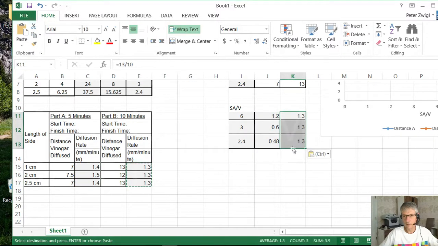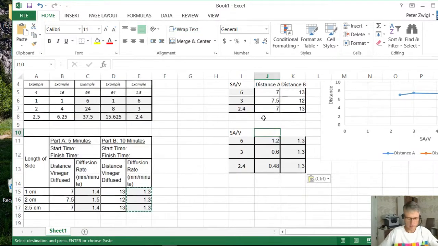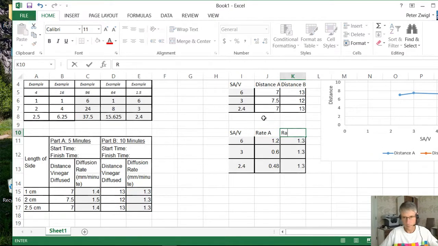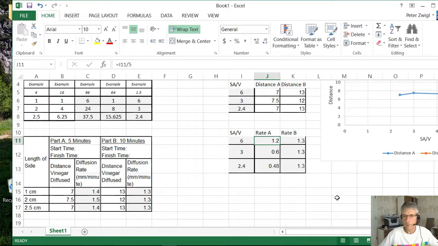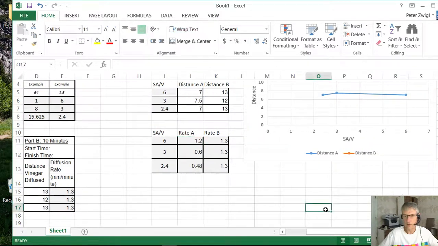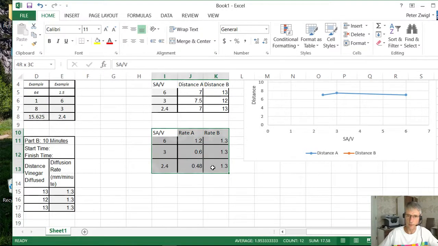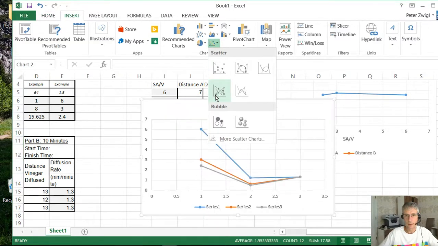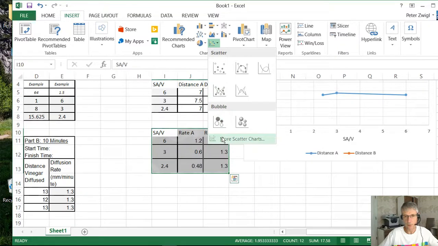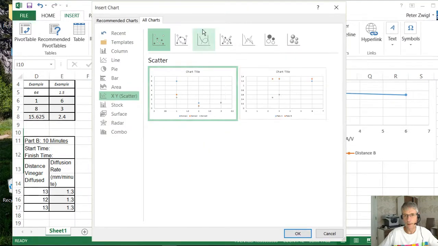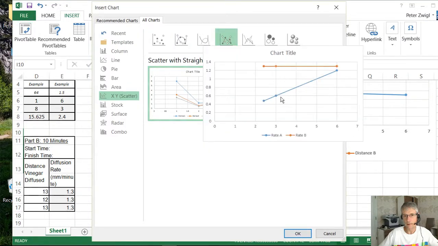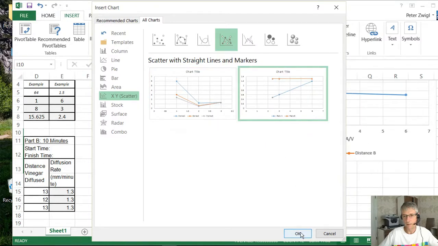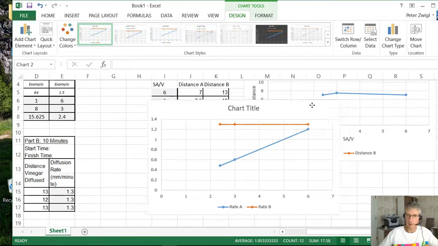Copy. So this is the rate A, rate B, and we can make our life even better. Okay, well, I'll show you how. I'll repeat what I did before. Select the whole data, insert, we go to scatter. Not happy because it shows 3 lines, it should only show 2. I say more, I want lines in between, right? I select this guy, and we say OK, and this pops up.